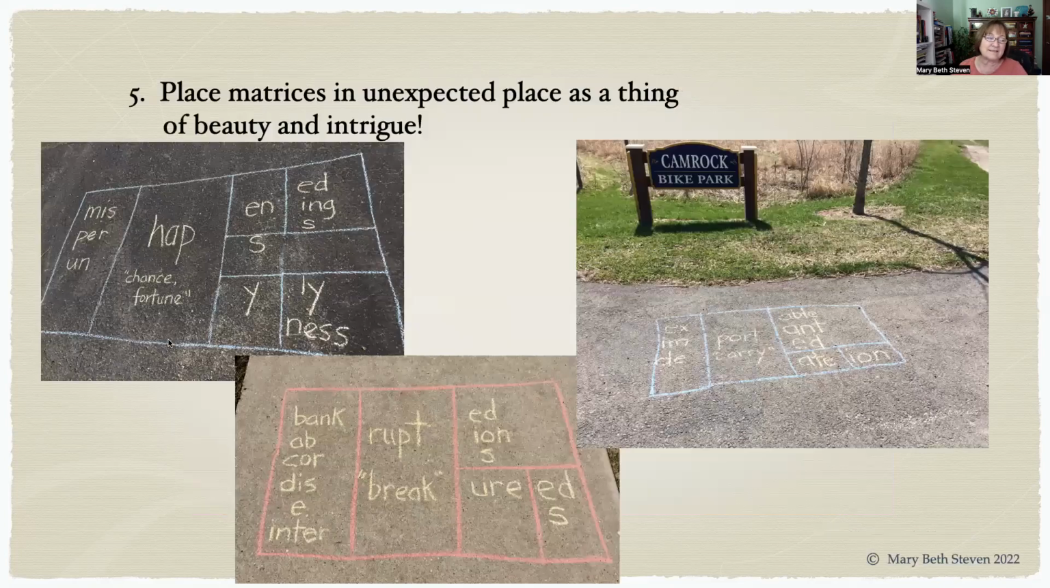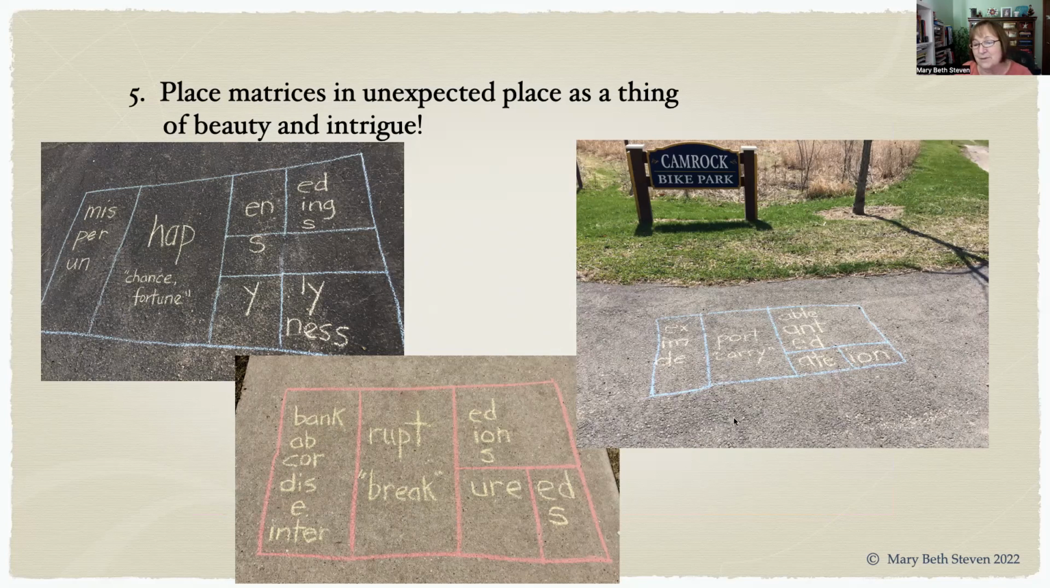All right, and the last idea I have is to place matrices in unexpected places as a thing of beauty and intrigue. So here, this one, unhappy, there we go. I put this at the bottom of my driveway when the pandemic started. It's like people were out walking, by themselves, of course, but they were out walking and I thought maybe somebody would pause for a minute and give it a look. The one down at the bottom here, I put on the sidewalk that connects our post office to our bank in town. That's my sense of humor, bankrupt.